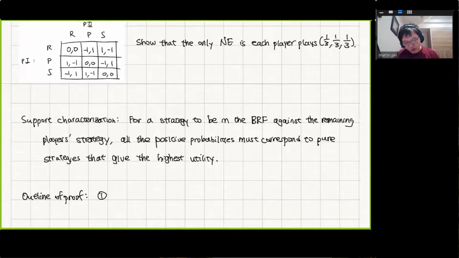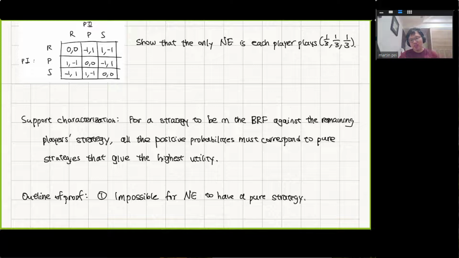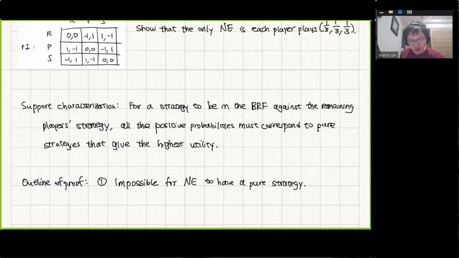So the first one is that it is impossible for a Nash equilibrium to have a pure strategy. If a player plays a pure strategy, then it is impossible to have a Nash equilibrium. You will always be able to switch to get a better utility.